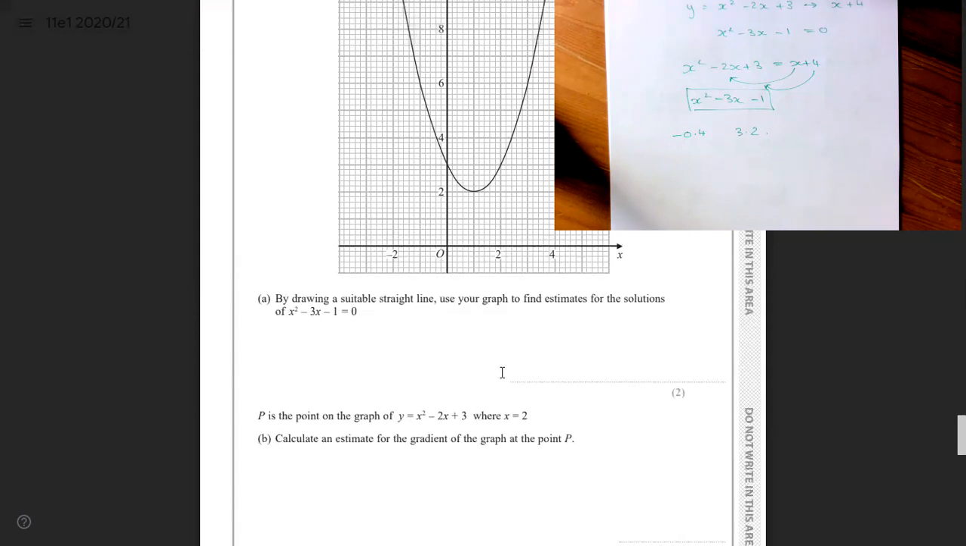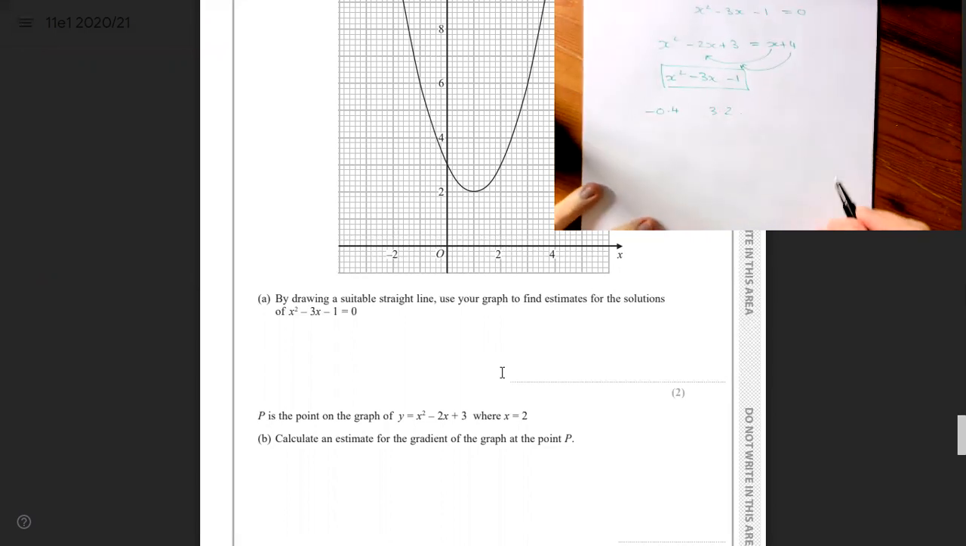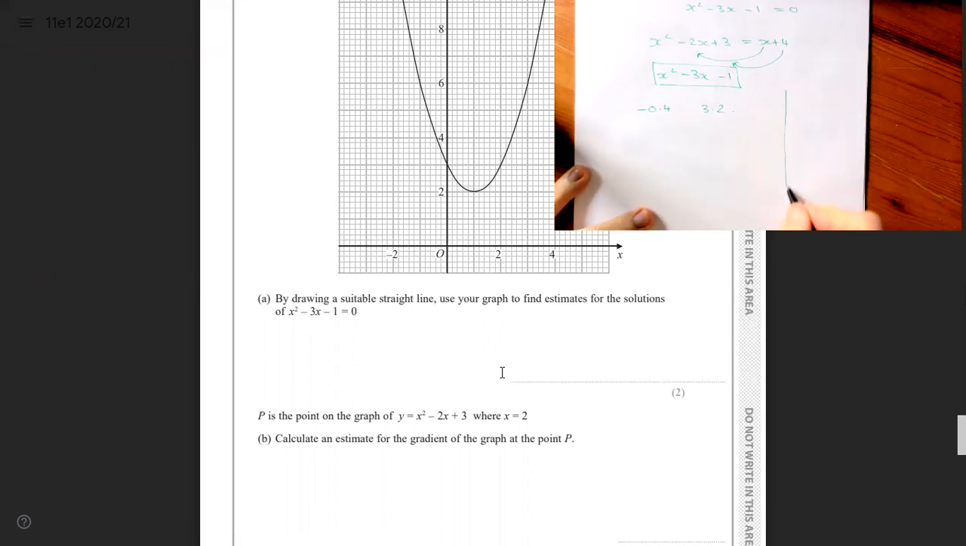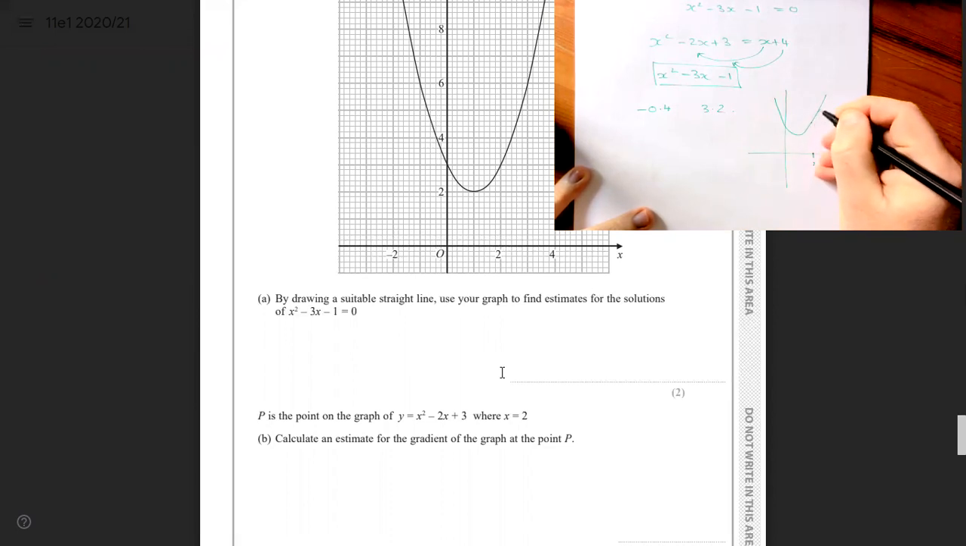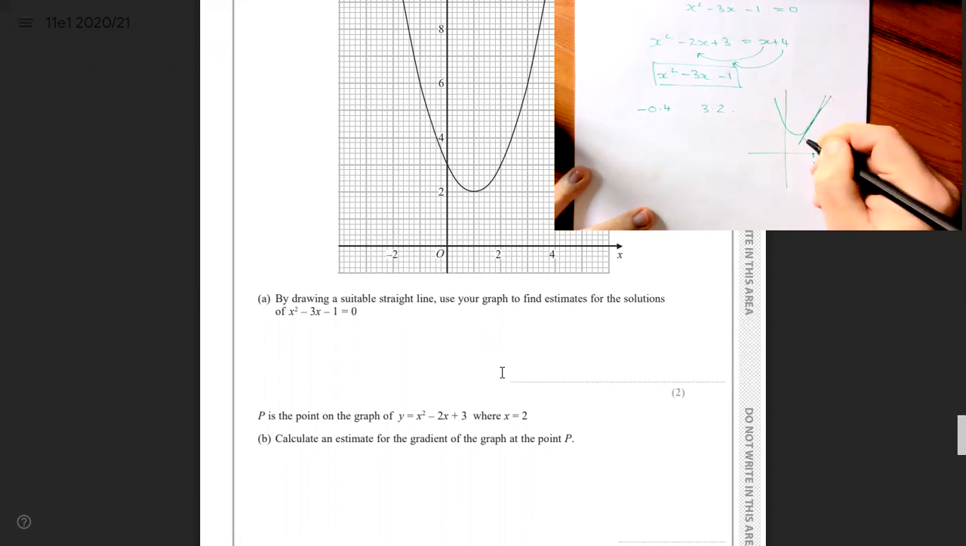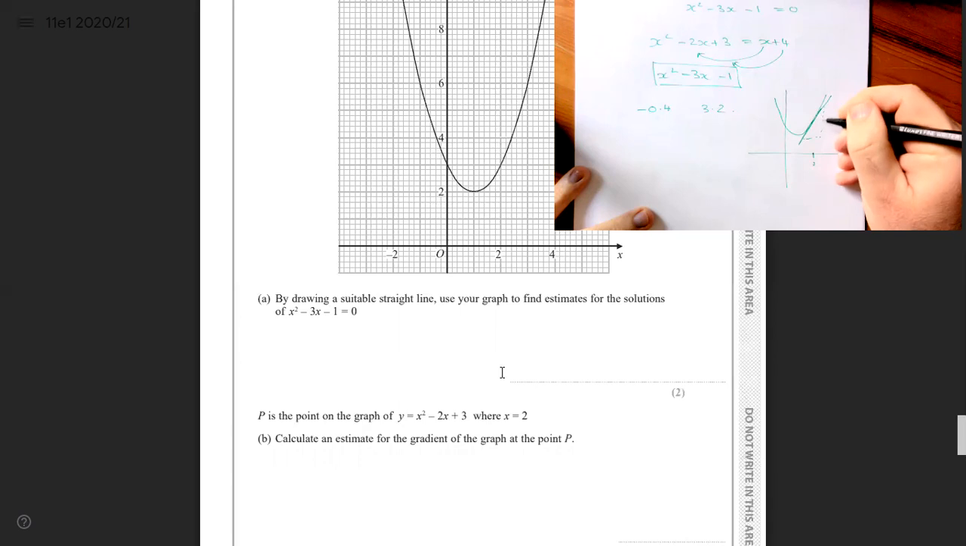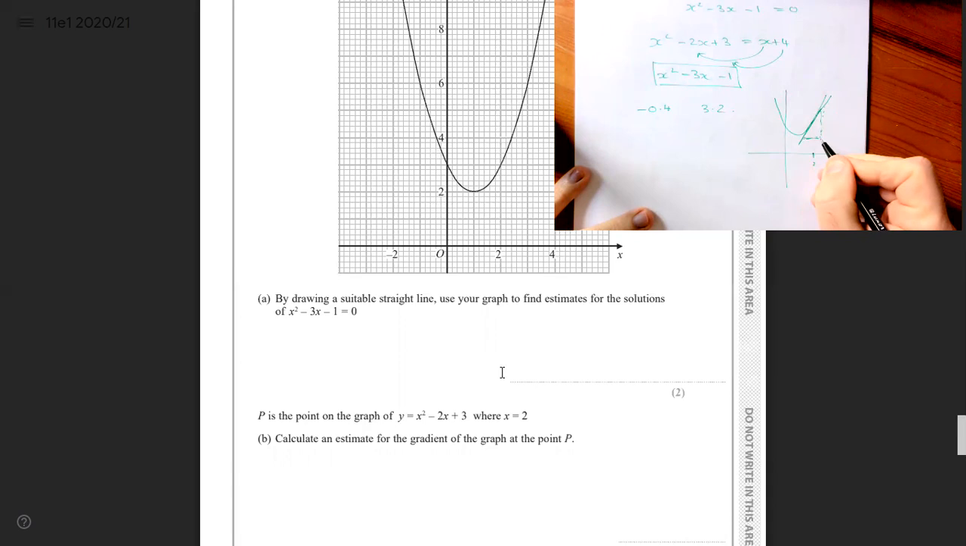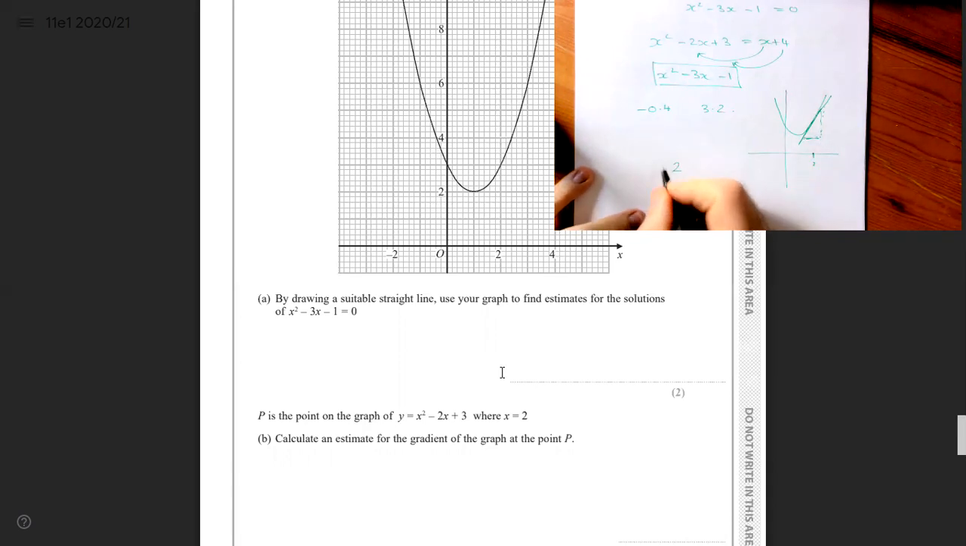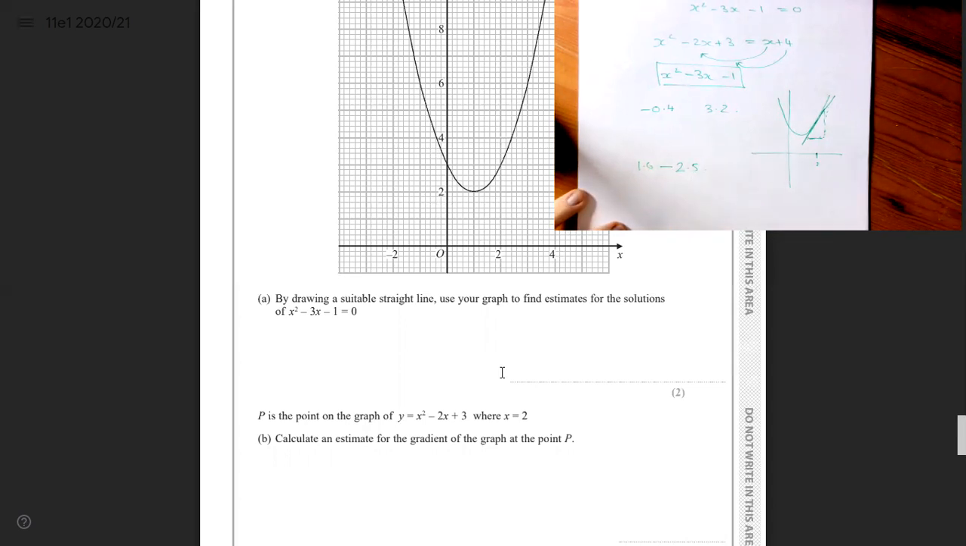Okay. P is the point on the graph y equals x squared minus 2x plus 3, where x equals 2. Calculate an estimate for the gradient. So here, when we're doing our gradient, obviously we've got our graph in. When x equals 2, you've got to draw your tangent in, then work out the gradient of your tangent. Remember it's the change in y divided by the change in x. And you should get somewhere around 2, so anywhere between 1.6 up to 2.5 will get you the marks.